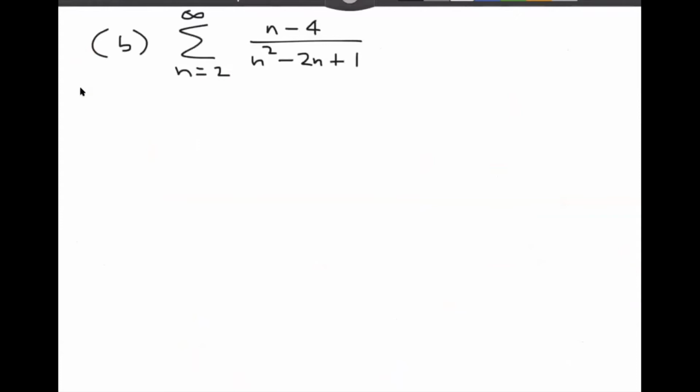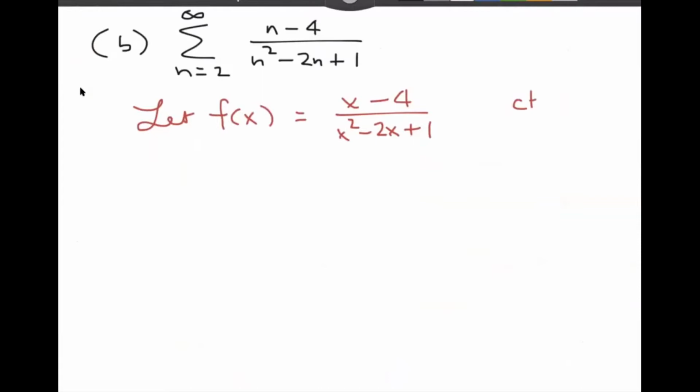The sum n equals 2 to infinity, n minus 4 over n squared minus 2n plus 1. So let's let f of x equal x minus 4 over x squared minus 2x plus 1. This function is continuous as long as x does not equal 1.